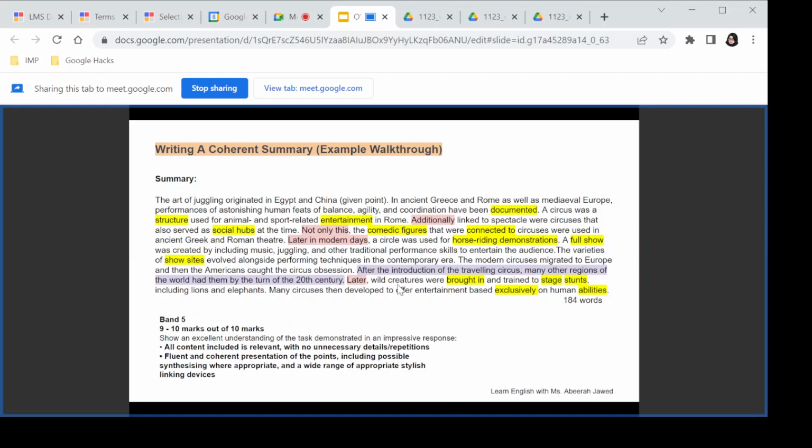But let's see what complex sentences are and why this sentence is a complex sentence. After the introduction of the traveling circus, if I just stop here, will you not ask me what next? Yes, it is a dependent clause. Many other regions of the world had what? Had the traveling circuses by the turn of the 20th century. This is an independent clause. So your dependent clause is directly dependent upon the independent clause, and it is offset by a comma.